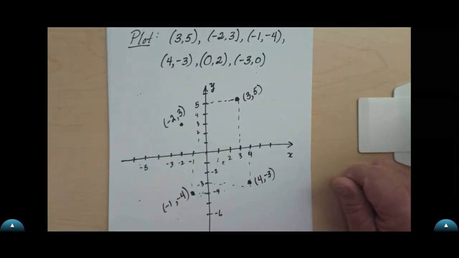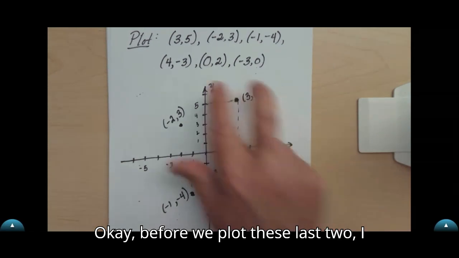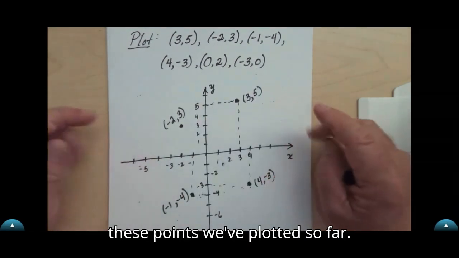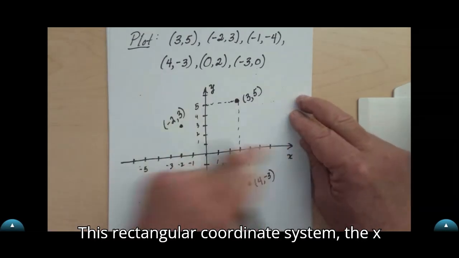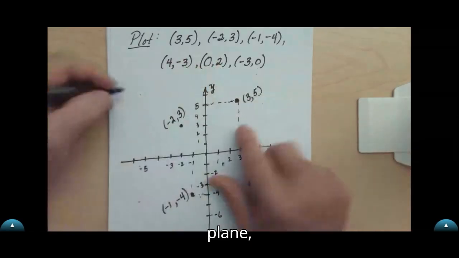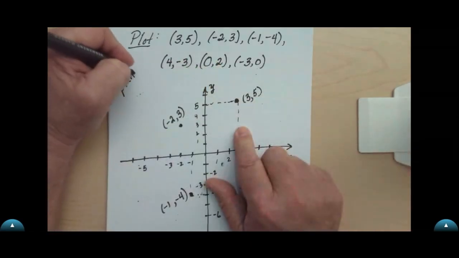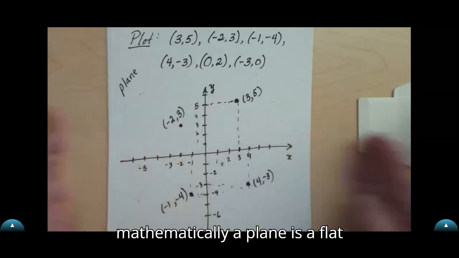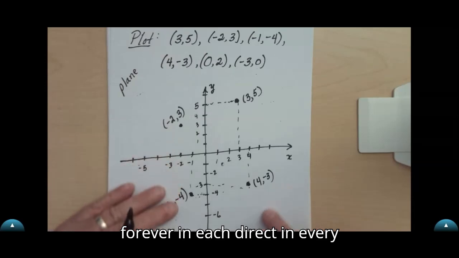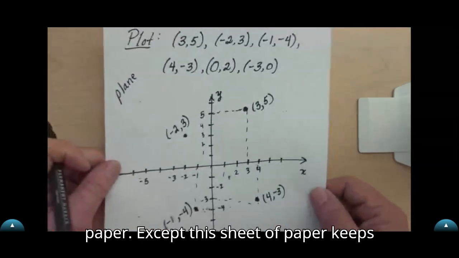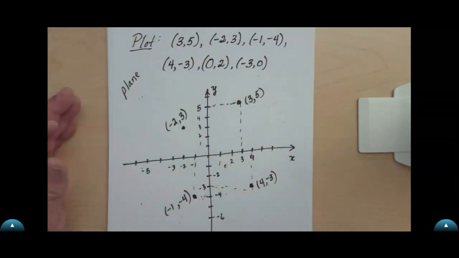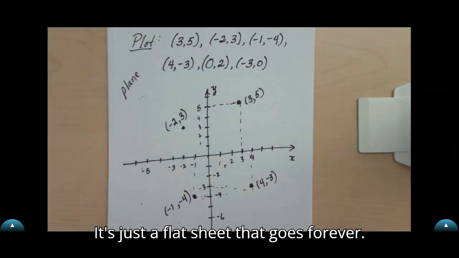Everybody with me here? Okay, before we plot these last two, I want to talk just a little bit about these points we've plotted so far. This rectangular coordinate system, the x and y axes, what they do is, so a plane, mathematically a plane is a flat two-dimensional surface that goes forever in every direction. So imagine this sheet of paper, except this sheet of paper keeps going forever in all directions. It's just a flat sheet that goes forever.